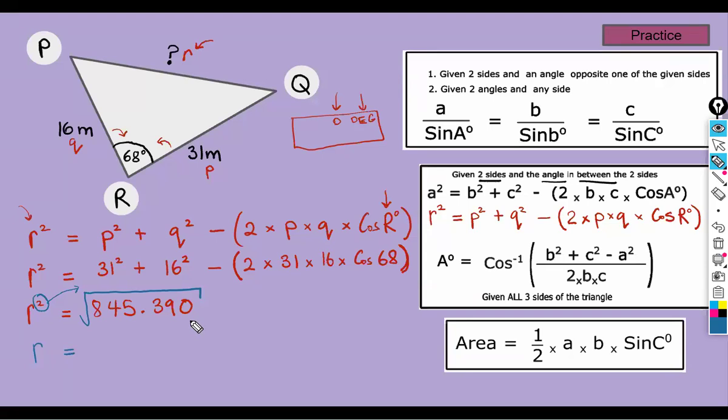845.390 to the power 0.5. And I'm getting roughly 29.07559. I know you're going to round it off. Yes, that's okay. 29.08 meters. Right? If you go to 3, 29.0 anything, right? I'm not going to fight too much about the decimal.